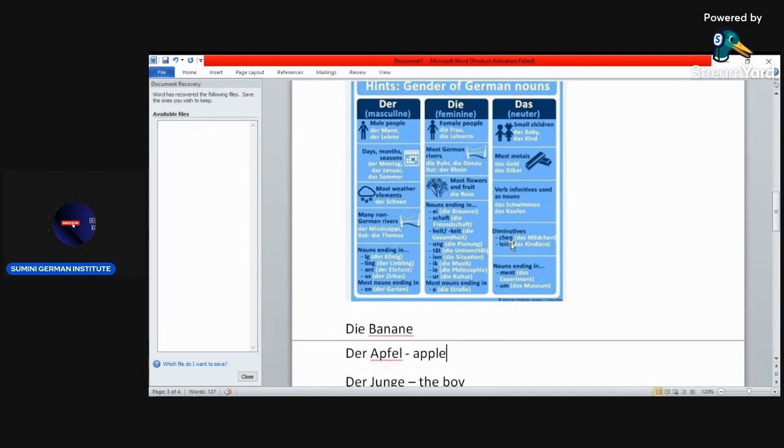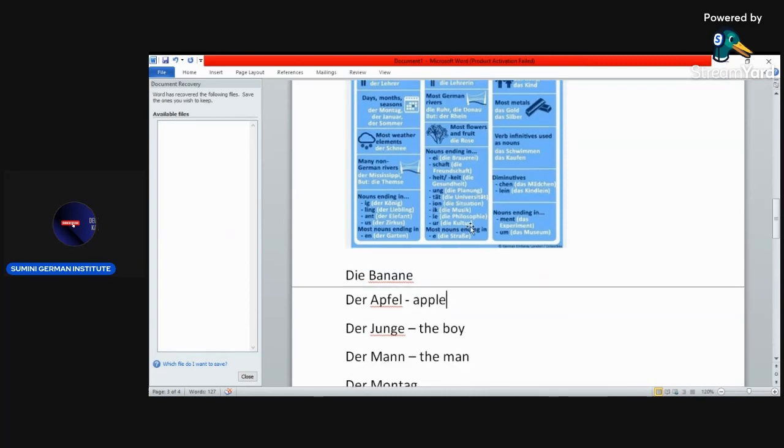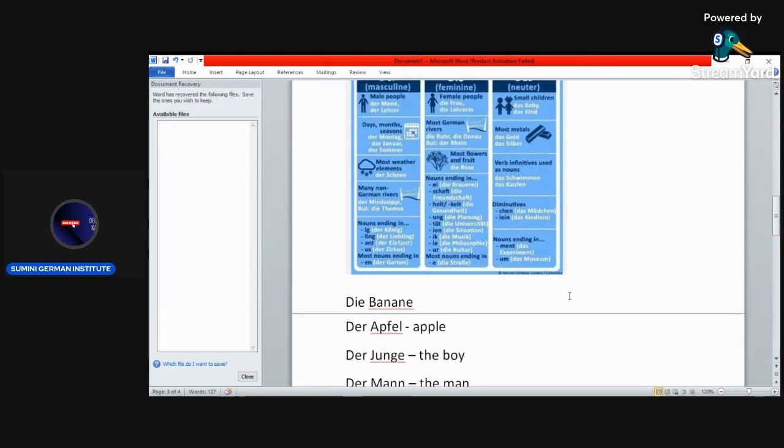Die Planung, the plan. Die Universität, the university. Ion: die Situation. Ik: die Musik, music. Then you have ie: die Philosophie, philosophy. Ur: die Kultur, okay? And most nouns ending in E. So if a noun ends with E, that is automatically, okay, no exception. Automatically, it's feminine. Any noun, okay?